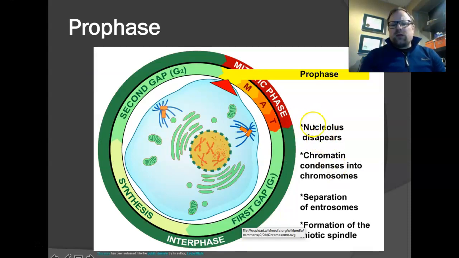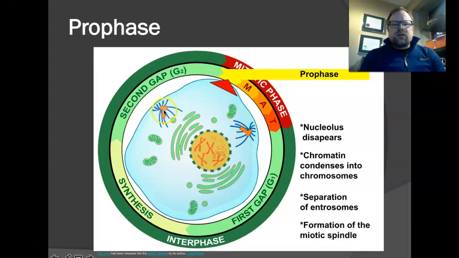So we don't really talk about the nucleolus, so don't really spend any time on that. The chromatin condenses, and you can see this is uncondensed chromatin here. Hey, we can start to see that characteristic X shape of condensed chromatids. And remember, these are pairs of sister chromatids making one chromosome. The separation of the centrosomes, don't worry about that too much. And then we get the mitotic spindle. That's this thing right here.